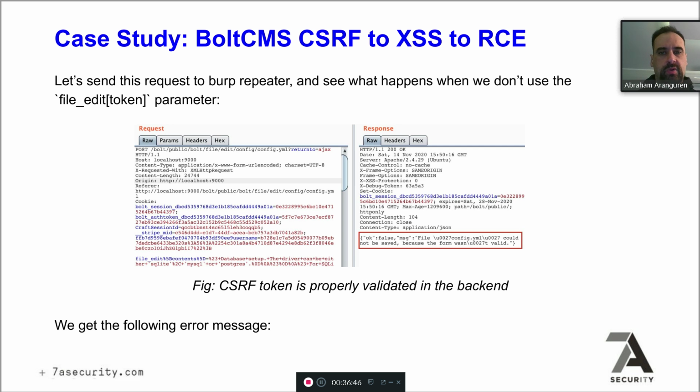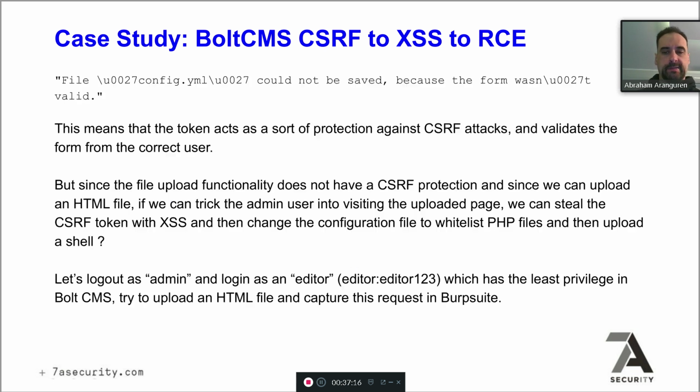So if you send this request to Burp Repeater and you remove the file edit token parameter, you will get this error message, right? So, okay, false, file config.yml could not be saved because the form wasn't valid. So the server is actually checking that this cross-site request forgery token is present, so we will need to steal it with the stored XSS in the file upload, right? So the cross-site request forgery token is properly being validated by the backend. So this means that the token acts as a sort of protection against cross-site request forgery attacks and validates the form from the correct user.